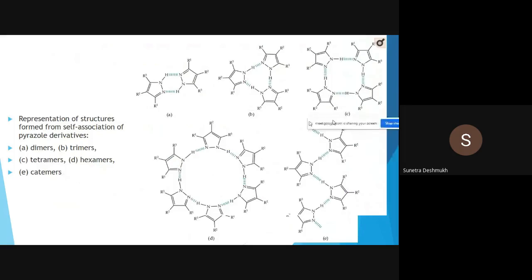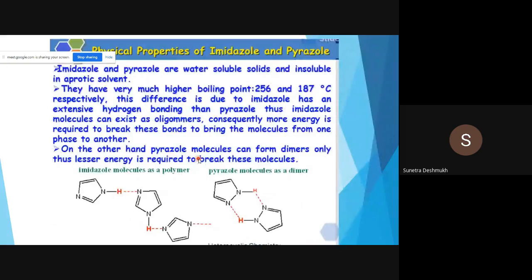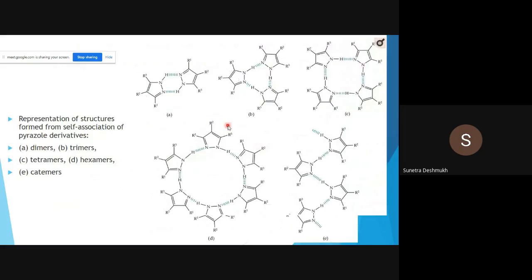Here I have given the structures showing how polymerization can occur in the case of pyrazole. So these are two different references I got. I think this reference is correct, that pyrazole can form dimer, trimer, tetramer, hexamer, and catamer. So this is the authentic reference compared to the previous slide. So this sentence is wrong: on the other hand, pyrazole forms only dimer. Only that structure is not the only possibility; all these things are possible in the case of pyrazole.